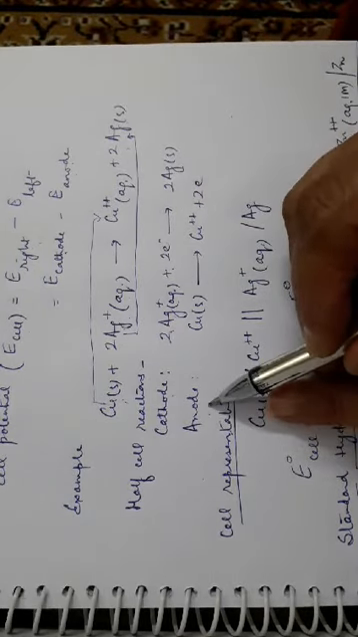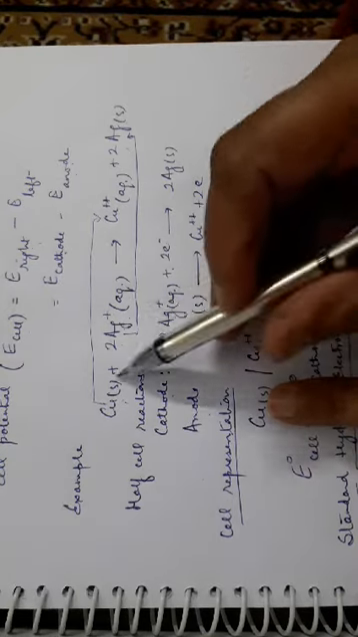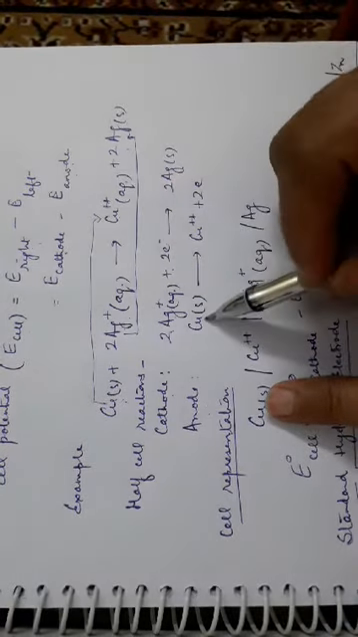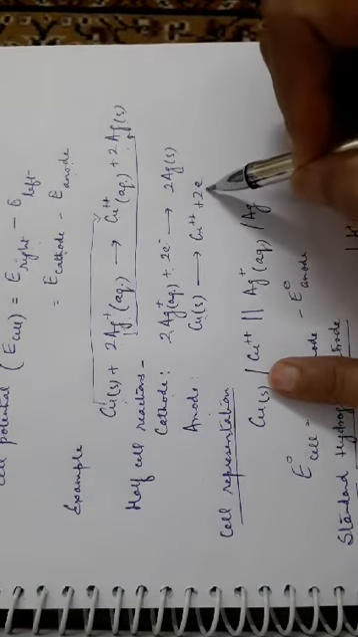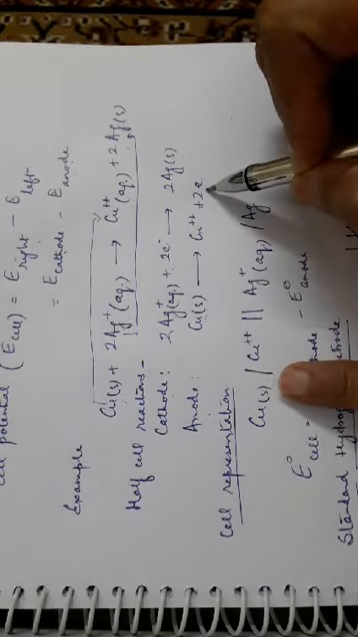The anode is the one which gets oxidized. Copper is getting oxidized in this case. So the copper electrode reaction will be copper getting oxidized to copper ions by the loss of 2 electrons.